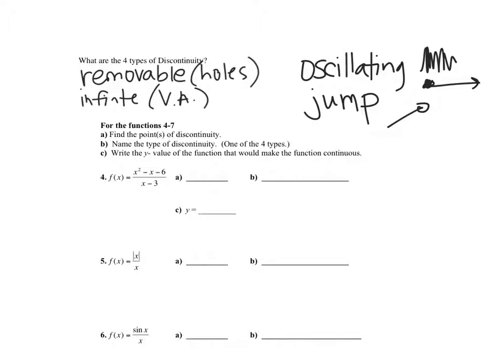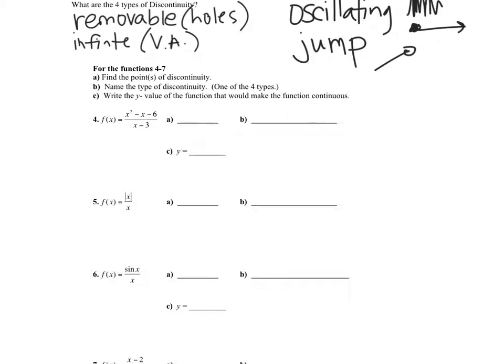Okay, here we go. Letter A, find the points of discontinuity. Then we're going to name the type of discontinuity, one of those 4 types that we just listed. Then we're going to write the y value of the function that would make the function continuous. That only happens when we have a removable. That's only for holes in the graph, okay? If there's no hole in the graph, like look at number 5. Number 5 is not a removable. There's nothing to fill in there, okay?